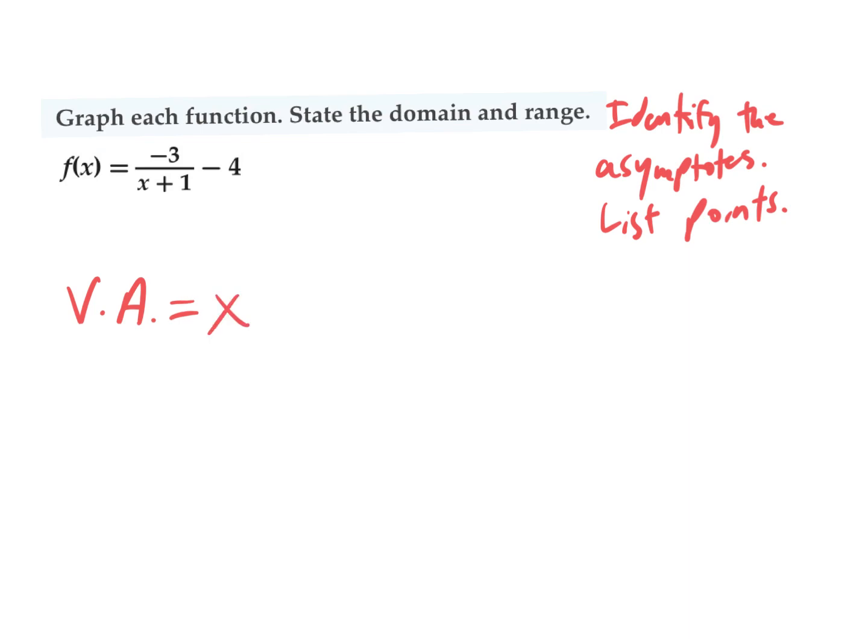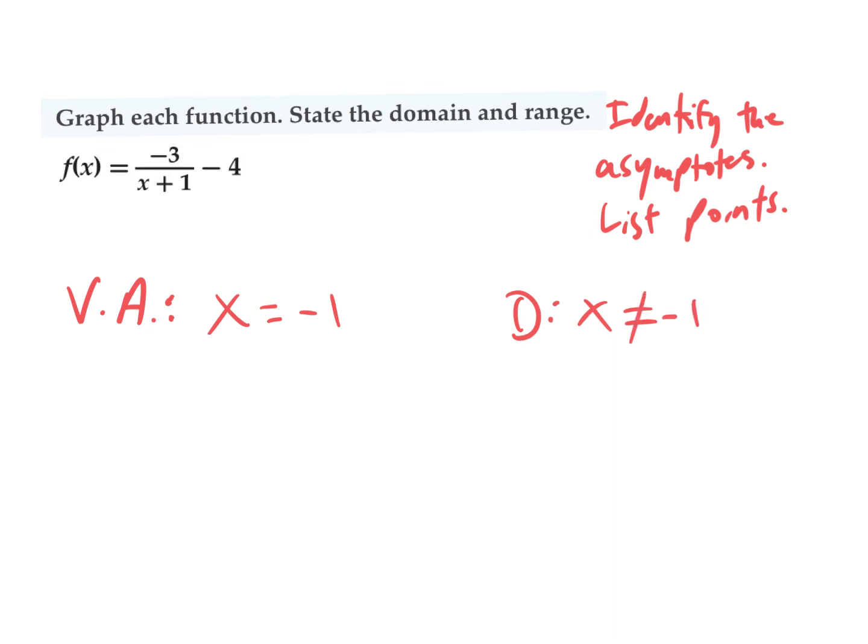Okay, we're talking about x. What value of x is going to make the denominator equal to 0? Undefined. Negative 1. So the vertical asymptote is x equals negative 1. Which means what other thing do we know right away? If I know this, what can I immediately write? Yeah, the domain, right? The domain is what? X does not equal negative 1.